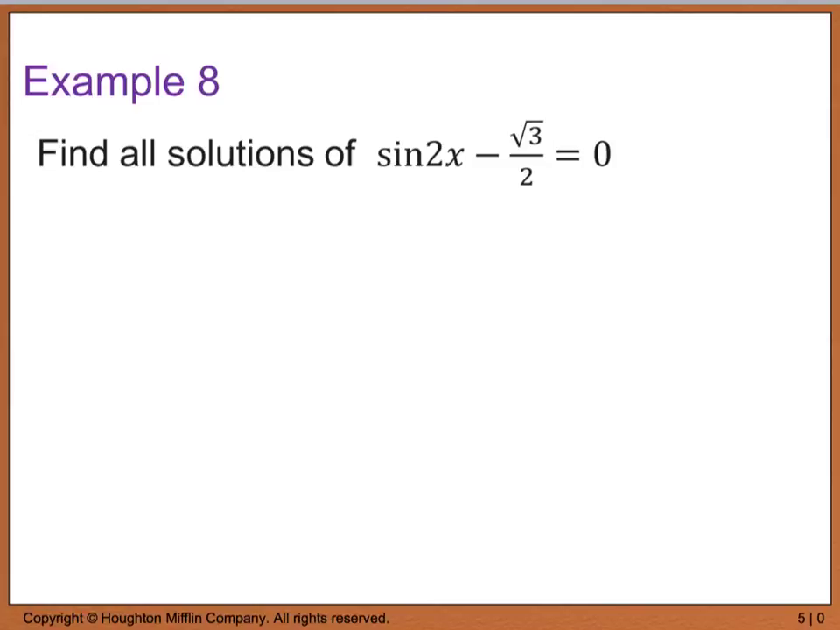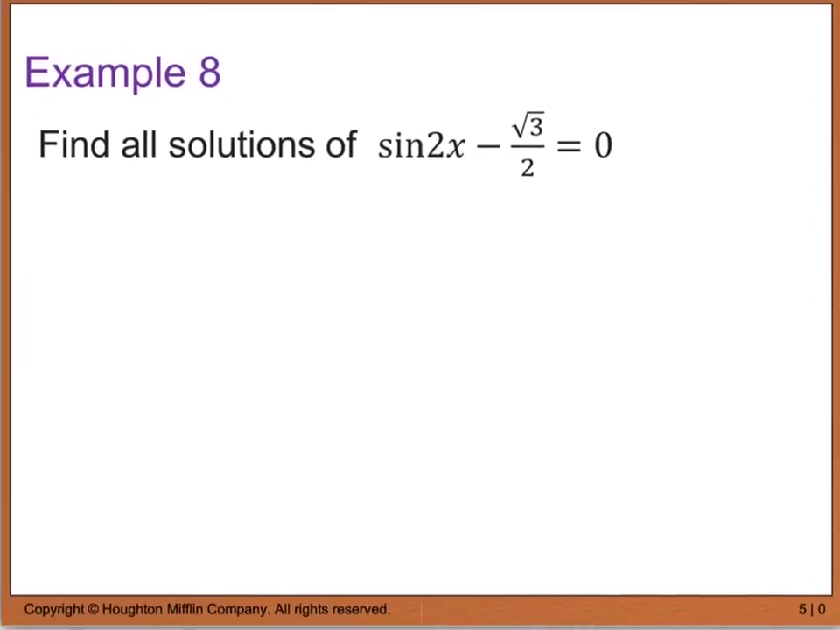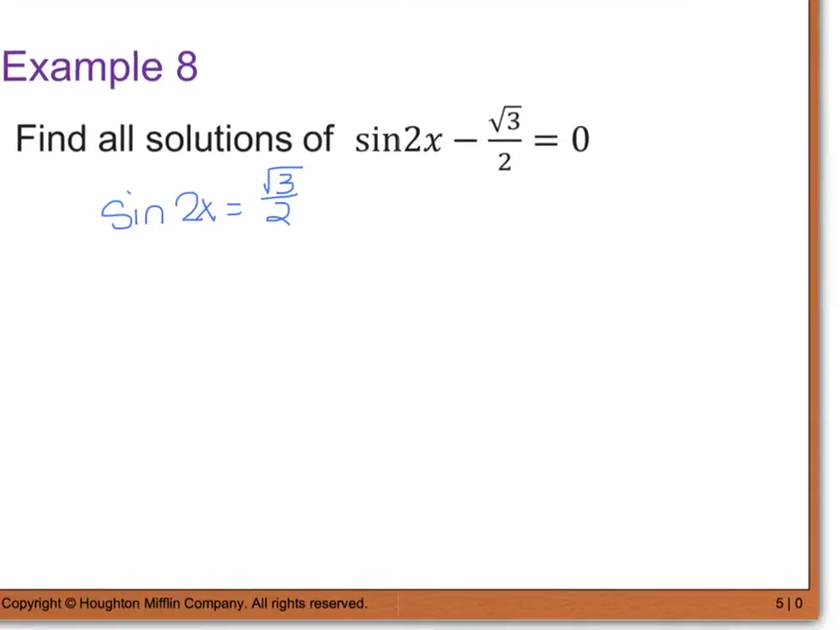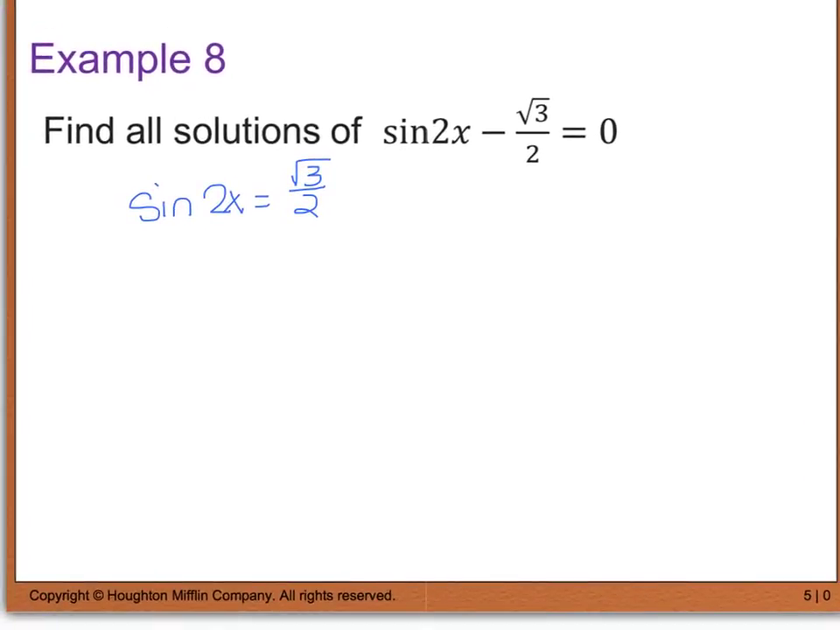So first thing we're going to do is add that square root of 3 over 2. So we are left with sine of 2x equals the square root of 3 over 2. And because this is what we call a multiple angle, because you have a 2x right here, we're going to have to solve this just a little bit differently.